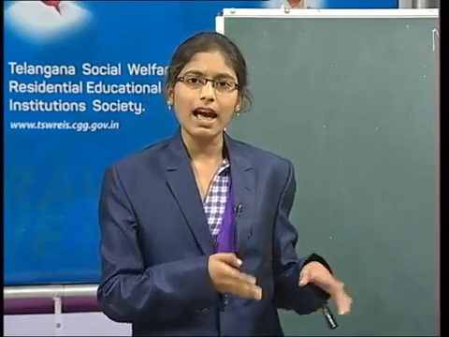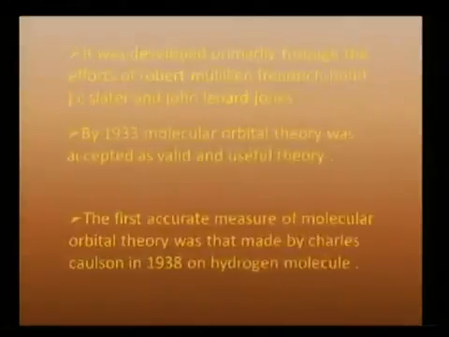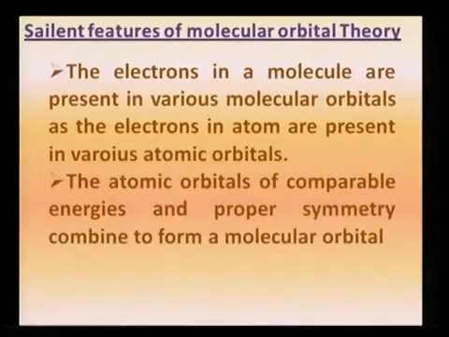This molecular orbital theory was developed in the years after valence bond theory had been established, primarily through the efforts of Friedrich Hund, Robert Mulliken, J.C. Slater and John Lennard-Jones. Okay, let us learn some more about the salient features of molecular orbital theory.